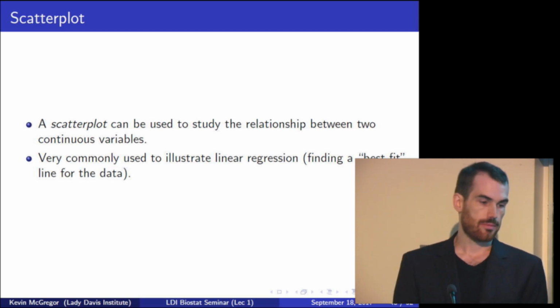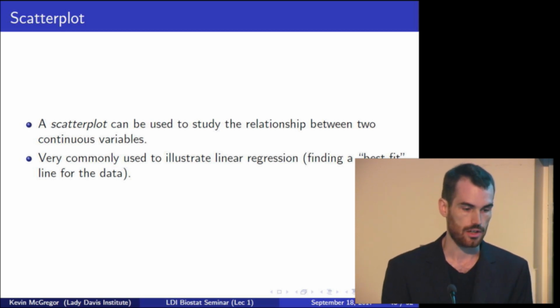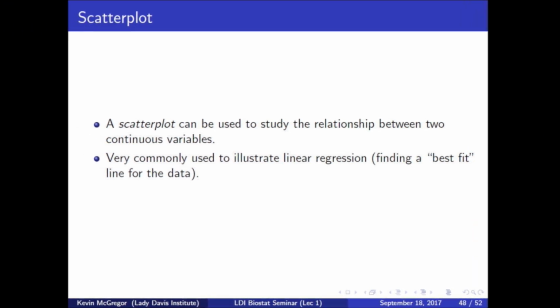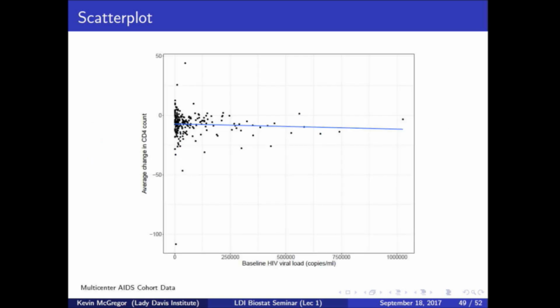Okay, the last plot I'm going to talk about is the scatter plot. Very familiar plot. This is what we look at if we want to look at the relationship between two continuous variables. It's very commonly used with a best fit line. When we get to linear regression in the third lecture, we'll see more of these. So this is data from the multi-center AIDS cohort study. On the horizontal axis, we have baseline HIV viral load, so HIV viral load at the very start of recruitment. And on the vertical axis, we have average change in CD4 count over the course of their follow-up.